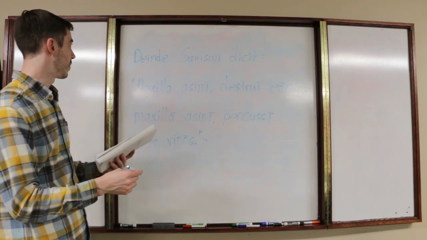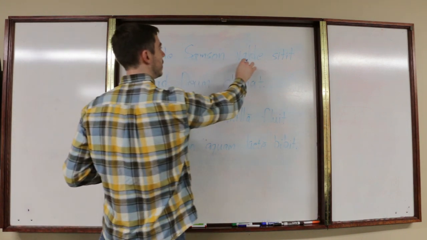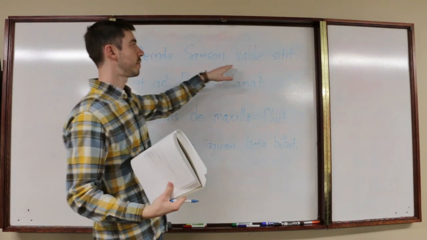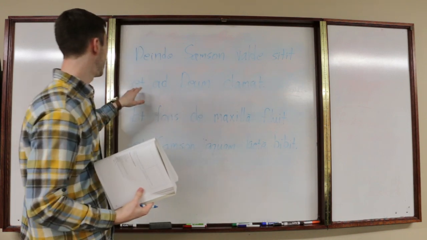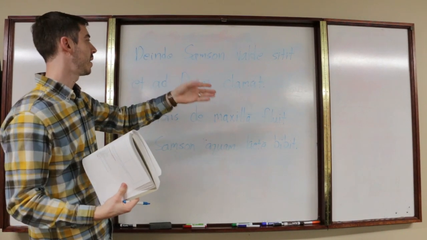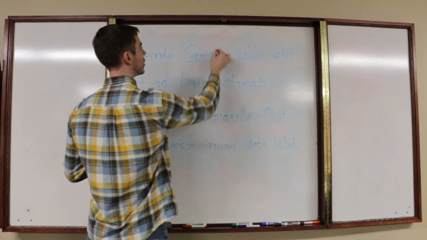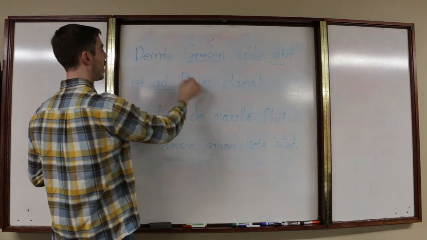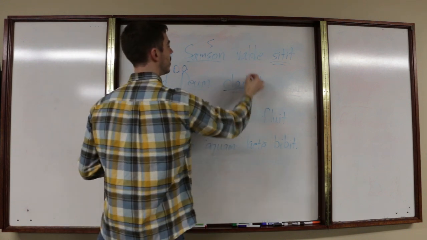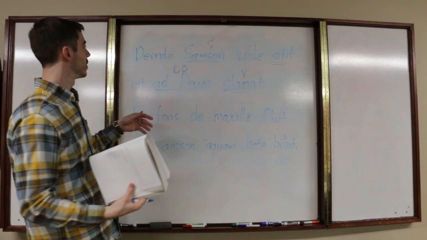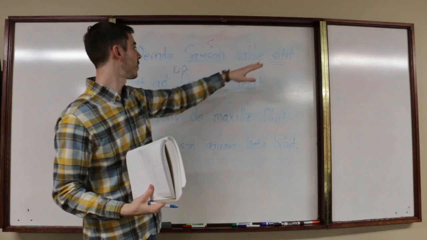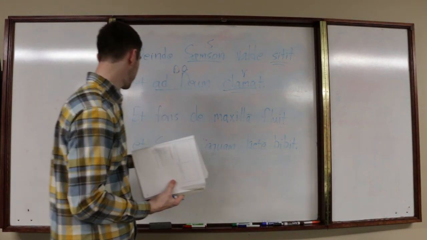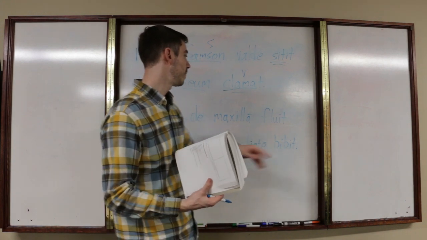Deinde Samson valde sitit et ad Deum clamat. So then Samson, he was very thirsty, and ad Deum, to God, he shouted. So let's just real quick, subject, we got verb, he was thirsty, and to God, here's our direct object, he shouted. So we have two verbs here. Samson, he was very thirsty, and to God, he shouted. Et fons de maxilla fluit, et Samson aquam laete bibit.